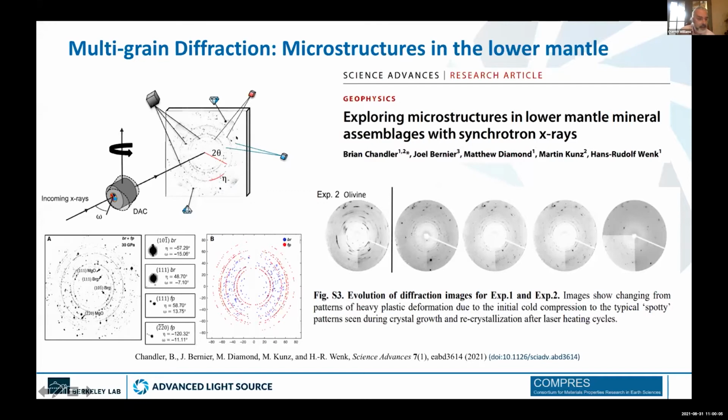So this is a technique which we've instituted at the ALS in the last 3 years, and which has considerable value for characterizing materials at extreme conditions and looking at the orientations of those materials at extreme conditions.